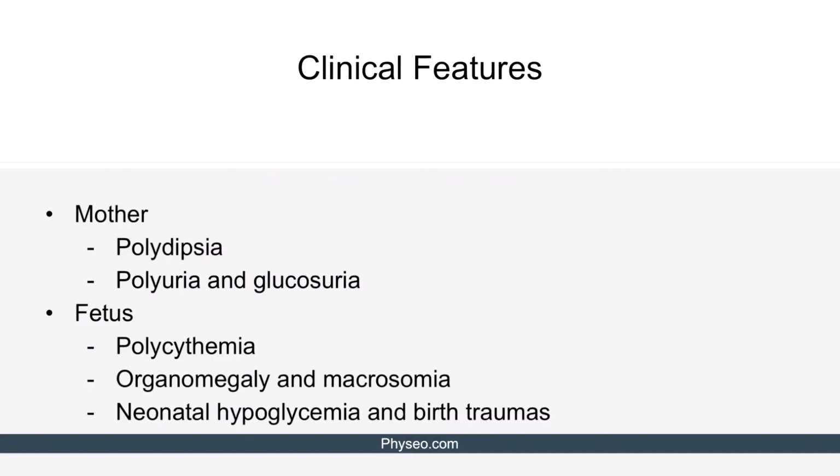All right, now let's talk about the clinical features. Signs and symptoms of GDM in a mother are not any different from features of pregestational diabetes. A pregnant woman with GDM typically complains of polydipsia and polyuria, and has moderate to severe glucosuria as well. As for the fetus, there are multiple clinical features with distinct mechanisms.